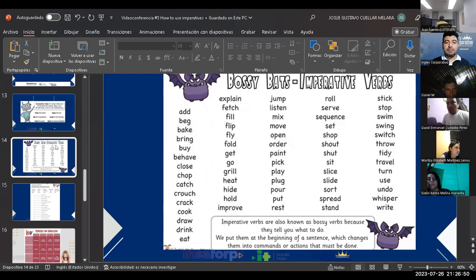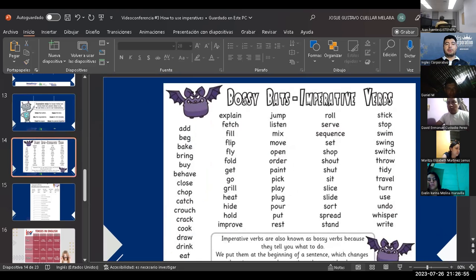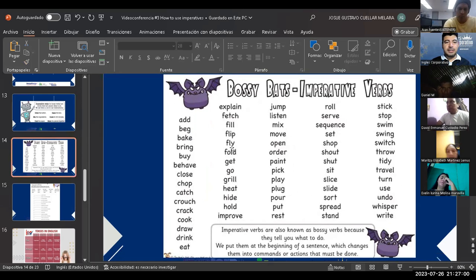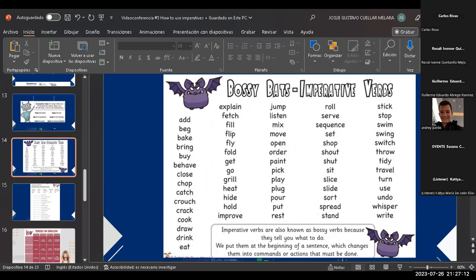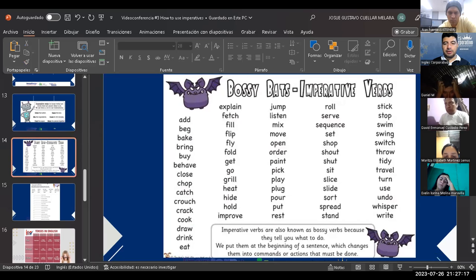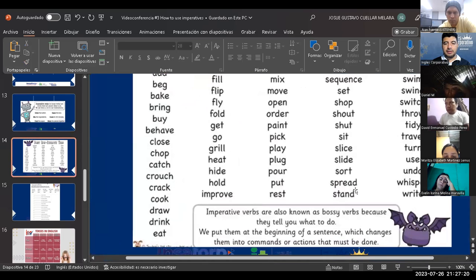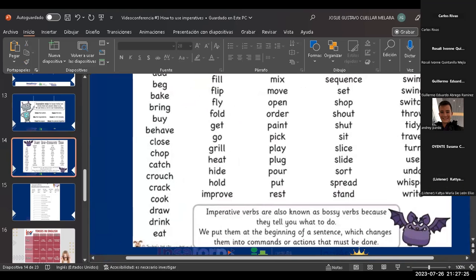Here we have some examples. Look at this. Bossy verbs, imperative verbs. All of these verbs are very useful when we want to give instructions or steps for doing something, okay? So in this case, maybe we can have Eduardo help me reading this part. Could you help me please, Eduardo?